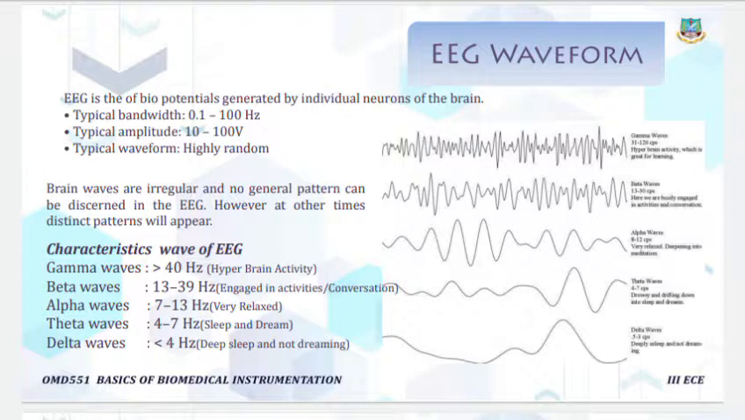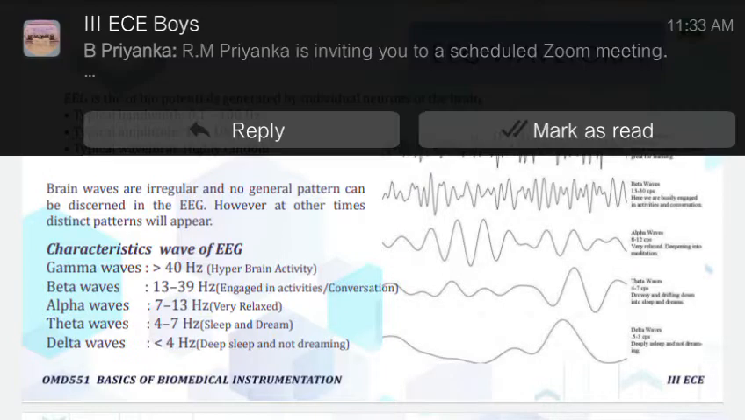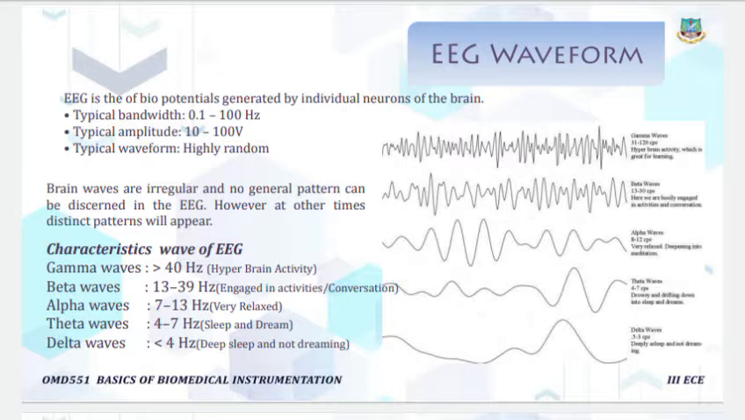So what are the five types of wave normally in this EEG? Gamma wave, beta wave, alpha wave, theta wave, and delta wave.